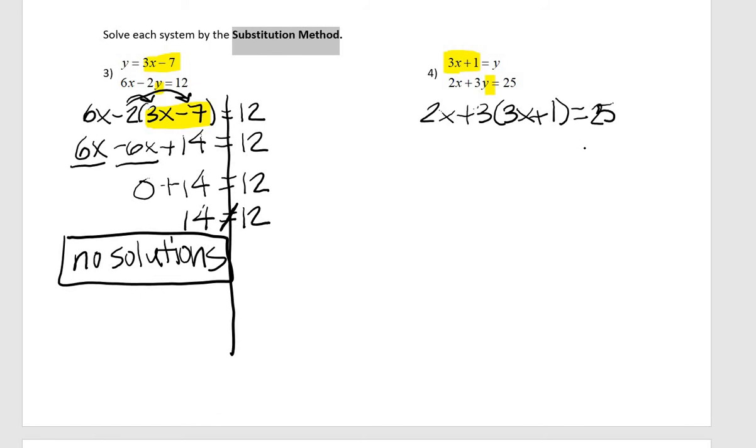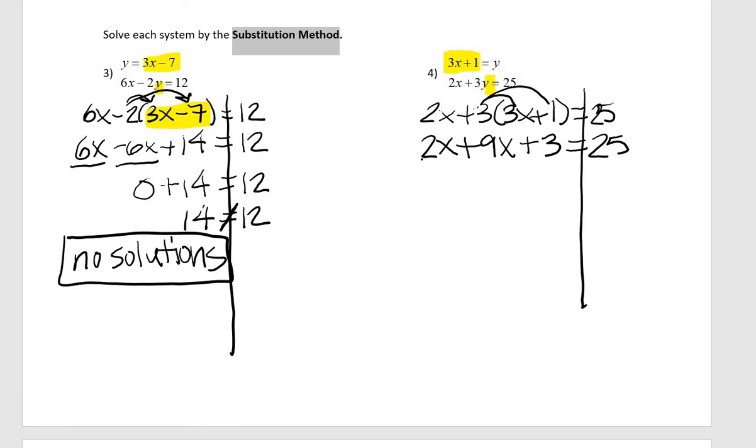So after we do that, we are going to once again distribute. 3 times 3x is 9x. 3 times 1 is 3. And I'm just copying everything down below. Then I'm going to combine like terms. 2x plus 9x is 11x. Plus 3 equals 25.